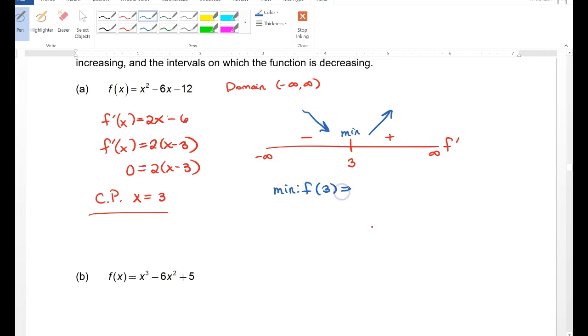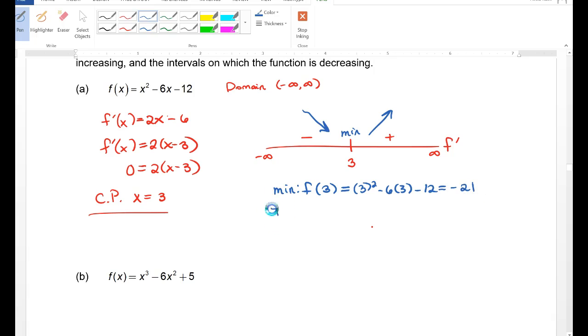Now, I labeled it f because our minimum and maximum values we get by plugging back into the original. So what is that? 3 squared minus 6 times 3 minus 12. 9 minus 18 is negative 9. Negative what? Fine. And now what else do we need to write in?